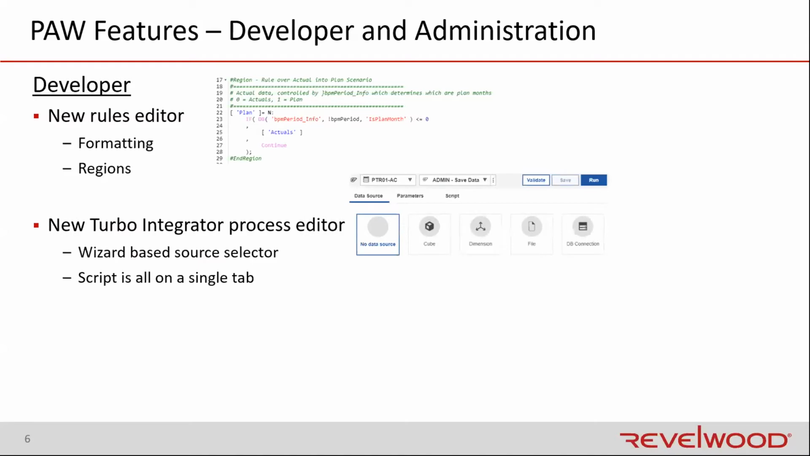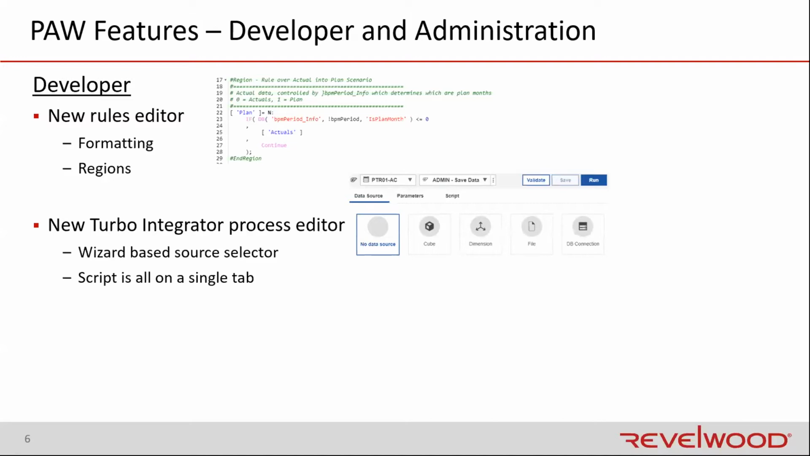Just like there were rule changes, there's also Turbo Integrator changes in the new PAW environment. Two of the main changes are, change number one, in the PAW environment, Turbo Integrator is much more wizard-based. Back in the old world, Turbo Integrator is a great tool, but it's very notepad oriented. It's just a bunch of text. Now there's much more wizards.